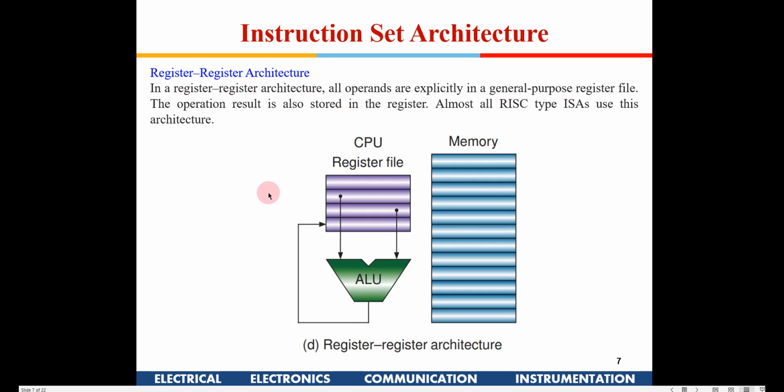Now, this is known as register-only architecture. In this case, whatever is there in the memory needs to be brought into two registers, and then you give it to the ALU, and the result is again stored in a third register. So this is now being very widely used. All the RISC type ISAs use this architecture.